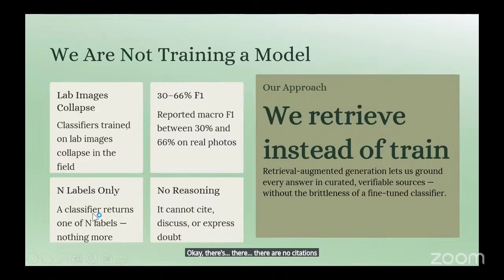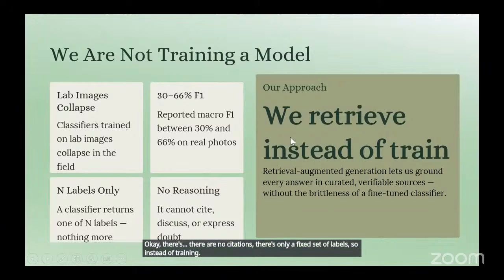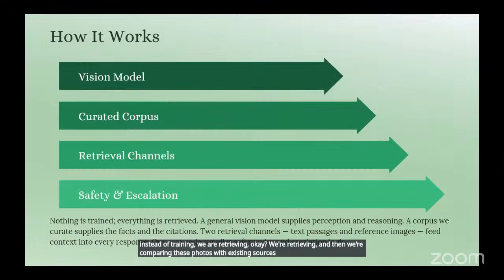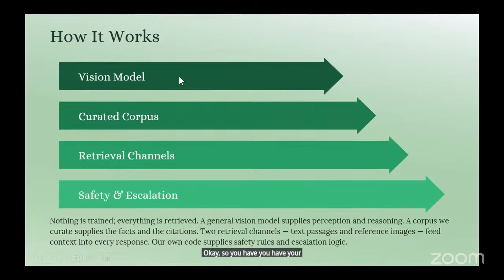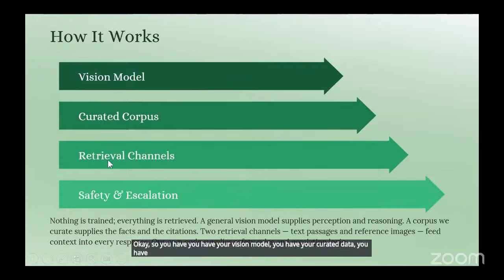There's only a fixed set of labels. So instead of training, we're retrieving. We're retrieving and then comparing these photos with existing sources. So you have your vision model, you have your curated data, you have channels where you can retrieve the information, and then you have a safety mechanism that's put in place.